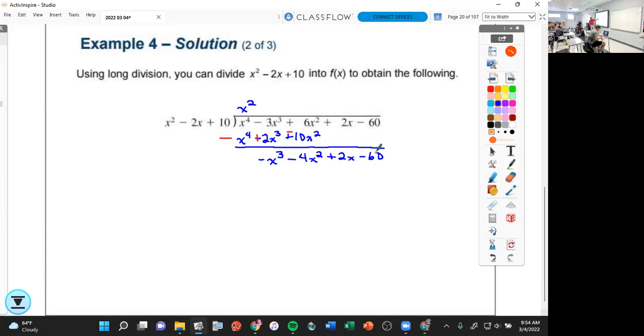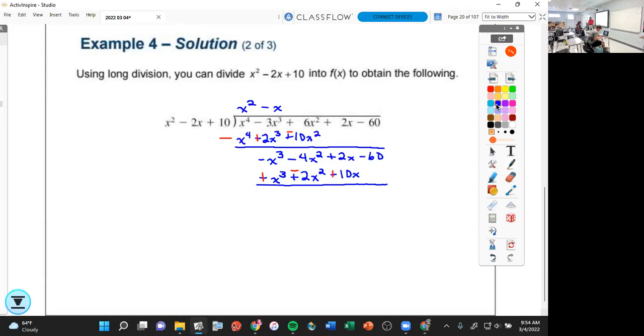Negative x cubed divided by x squared: negative x. Negative x times x squared, negative x cubed. Negative x times negative 2x, plus 2x squared. Negative x times 10, minus 10x. Rhyme time. Draw your line. Change your signs. Now combine.